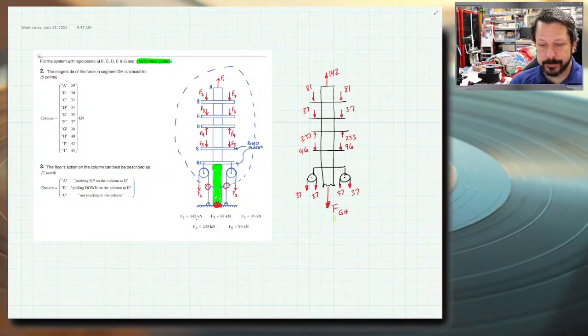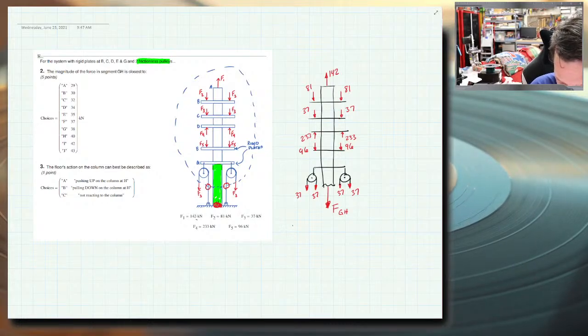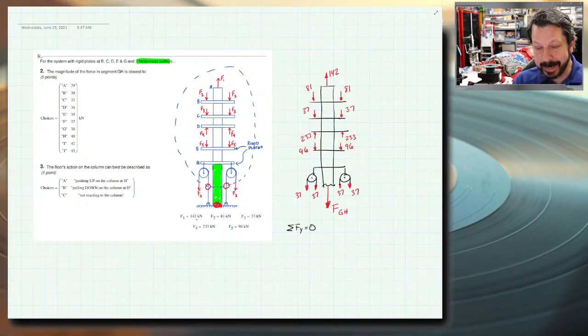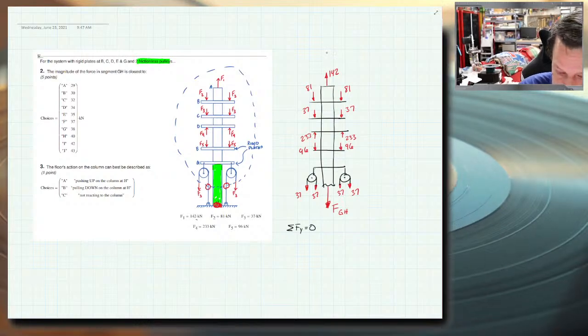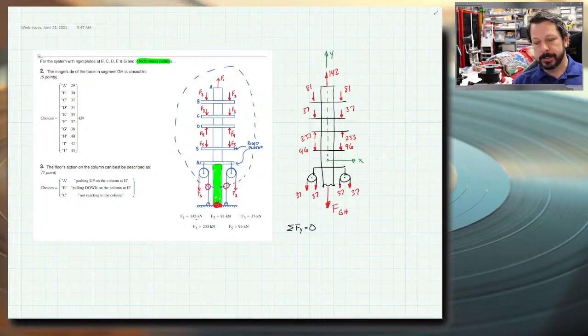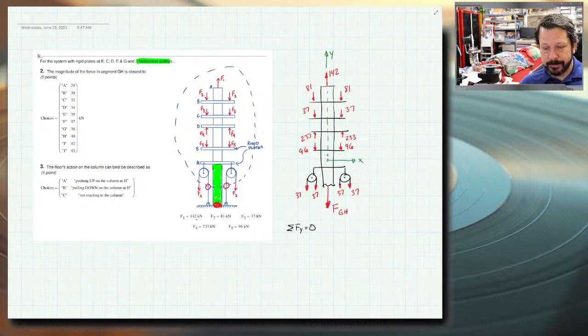Now, all of these forces are in the Y direction. So I take this free body diagram, summation of forces in the Y direction equals 0, and I add them all up. I will assume that Y is positive when it goes up. I'll put X over here somewhere just to have it, but I don't actually need X. So all the upward facing ones are going to be positive, and all the downward facing ones are going to be negative.